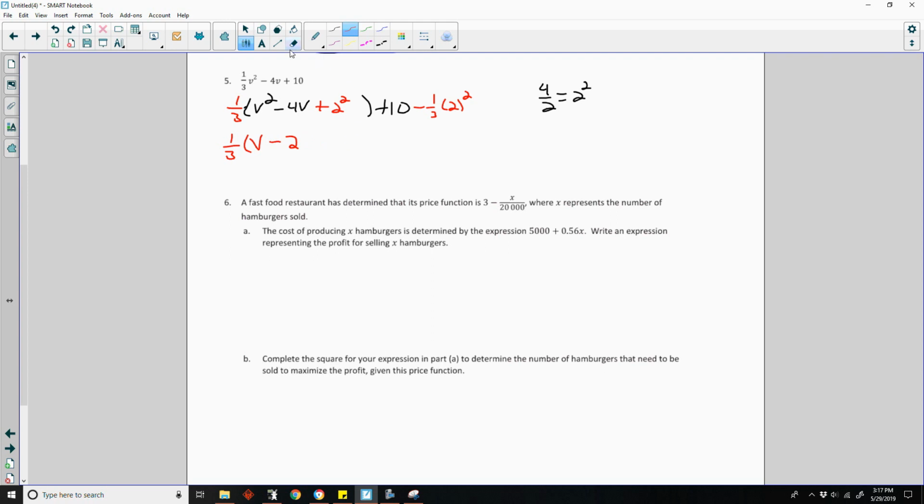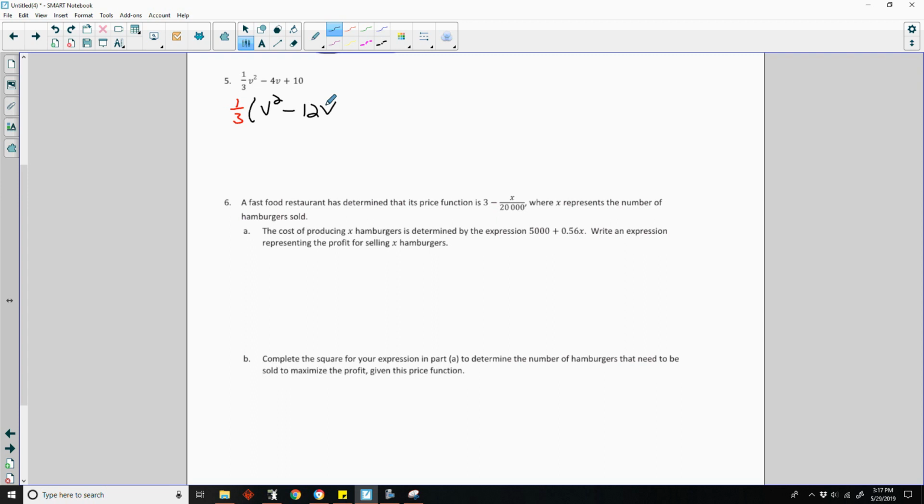Oh, I made a mistake. Time out. Let's do this one over. I apologize for that. I forgot to change my b value. So again, we start off by taking a out. And then I put parentheses, v squared minus, all right, 1/3 times v squared is v squared. 1/3 of what is 4? Well, that's supposed to be a 12v. I forgot to do that.